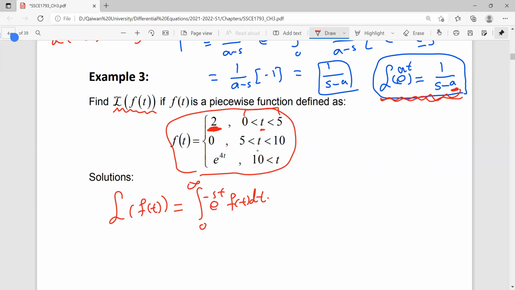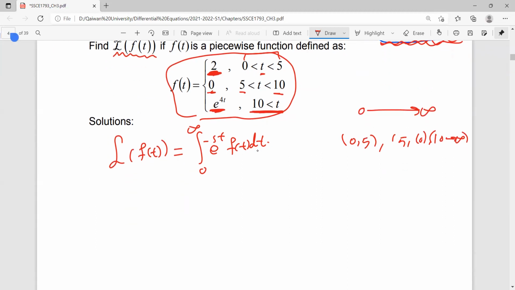And the limits of the integration for 0 is from 5 to 10. And also the limits of the integration for e to the power 4t is greater than 10. Here, from 0 to infinity is divided into some sub-intervals: from 0 to 5, from 5 to 10, and also from 10 to infinity. We have these 3 sub-intervals. Okay? Yeah, 10 to infinity. As you see, it's greater than 10. This one is greater than 10.